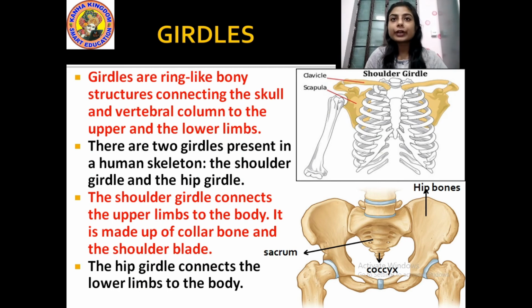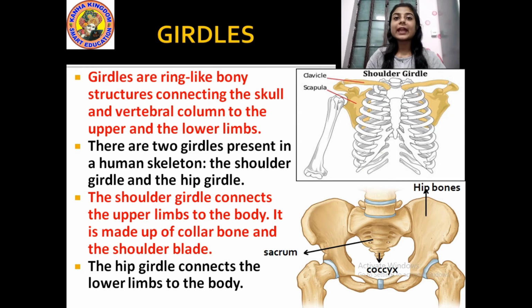There are two girdles present in the human skeleton, the shoulder girdle and the hip girdle. The shoulder girdle is present in your shoulder portion, which connects the neck and the upper body part, and the hip girdle connects the lower body part to your upper body part. The shoulder girdle connects the upper limbs, meaning the arms, to your body. It is made up of the collarbone, the bone present in your neck, and the shoulder blade.